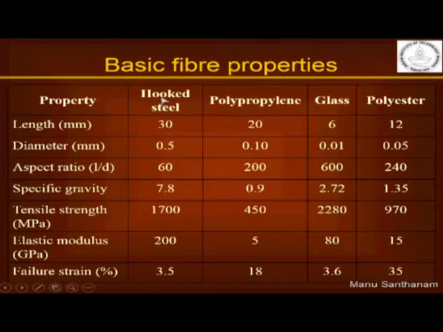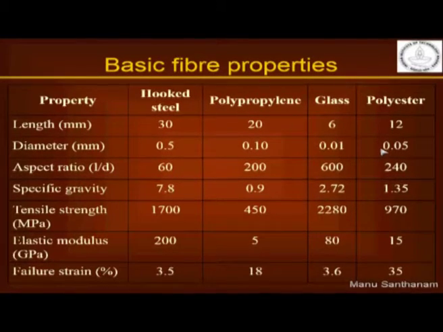Lengths of the fibers for hooked steel is 30 millimeters, polypropylene is 20. Glass is only 6 millimeters, that means they're extremely short fibers, and polyester is about 12 millimeters. Diameter of the fiber is 0.5 in the case of steel, and 0.1 for polypropylene, 0.01 for glass, and 0.05 for polyester. Now you can imagine that when the length to diameter ratio is very large, it depicts a better holding capability of the fiber.